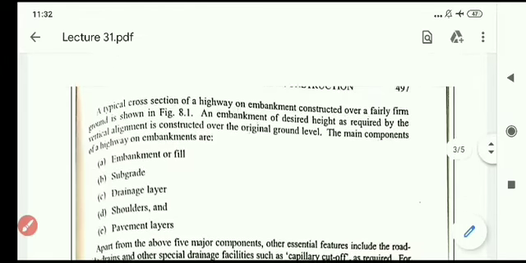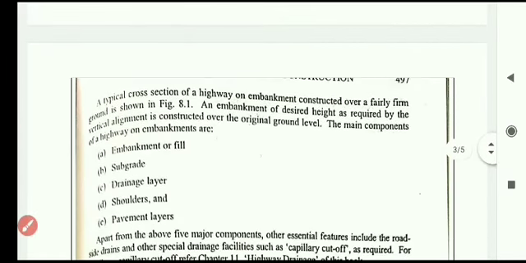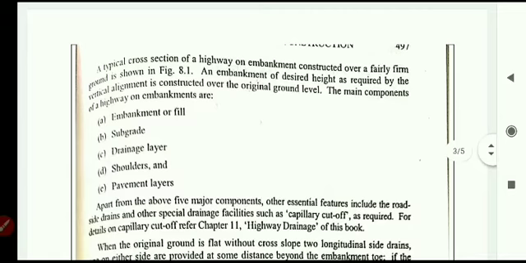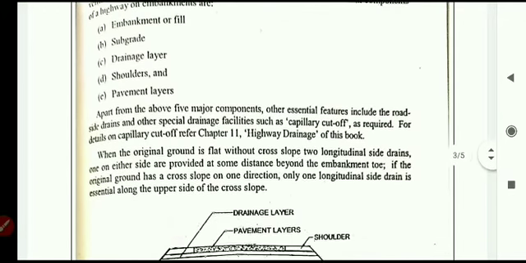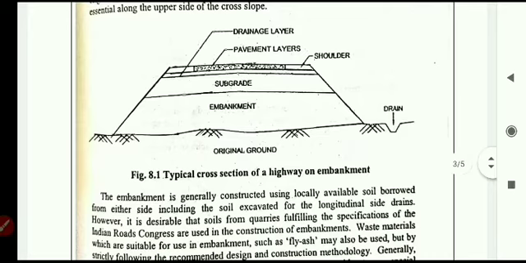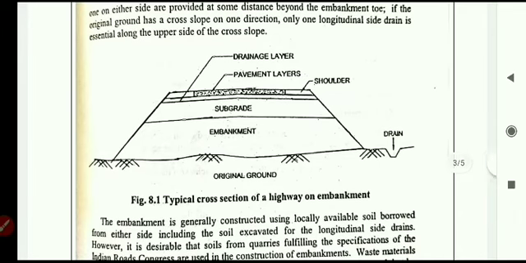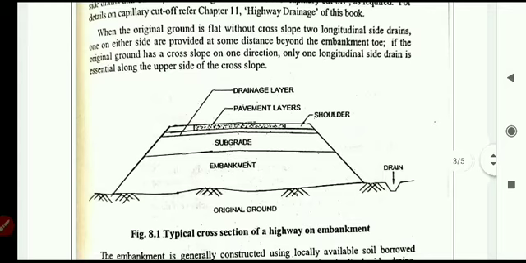Next, what components are there in the soil strata? First, embankment or fill, subgrade, drainage layer, shoulders and pavement layers. What do you mean by embankment? Embankment means filled soil. Above that the subgrade is there. It is an artificial subgrade. The original ground is the natural subgrade. The subgrade above the embankment is an artificial subgrade, meaning we have filled the soil and compacted it there.